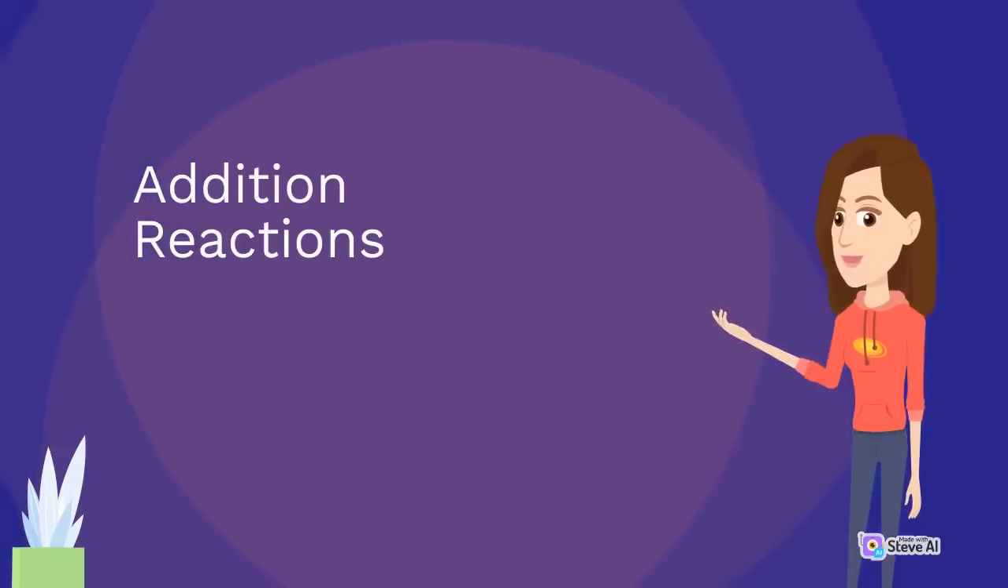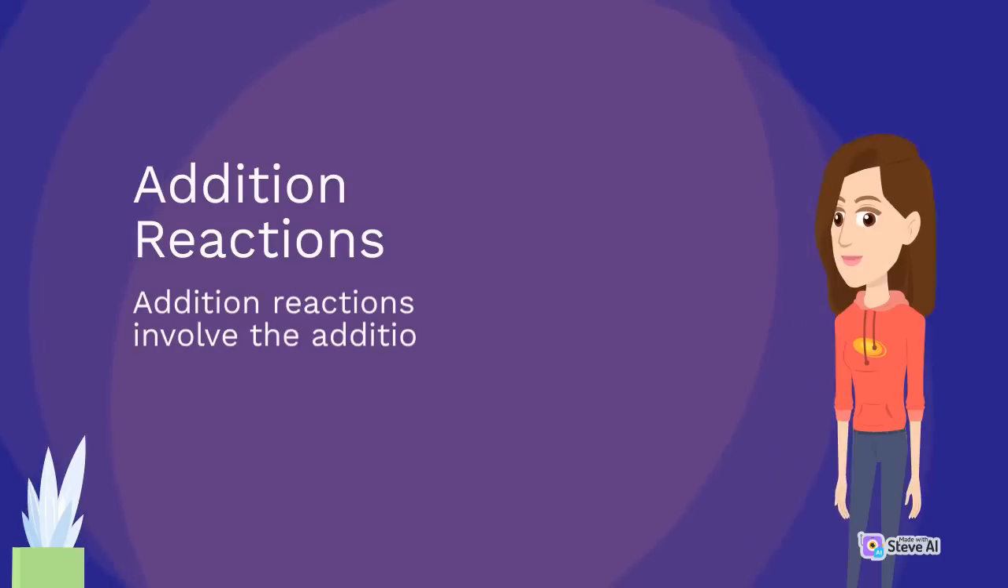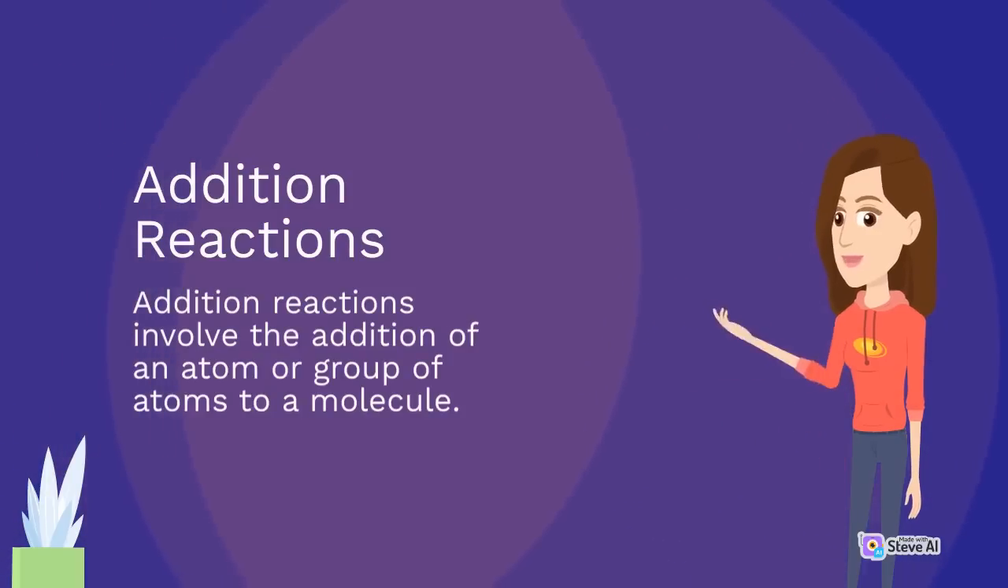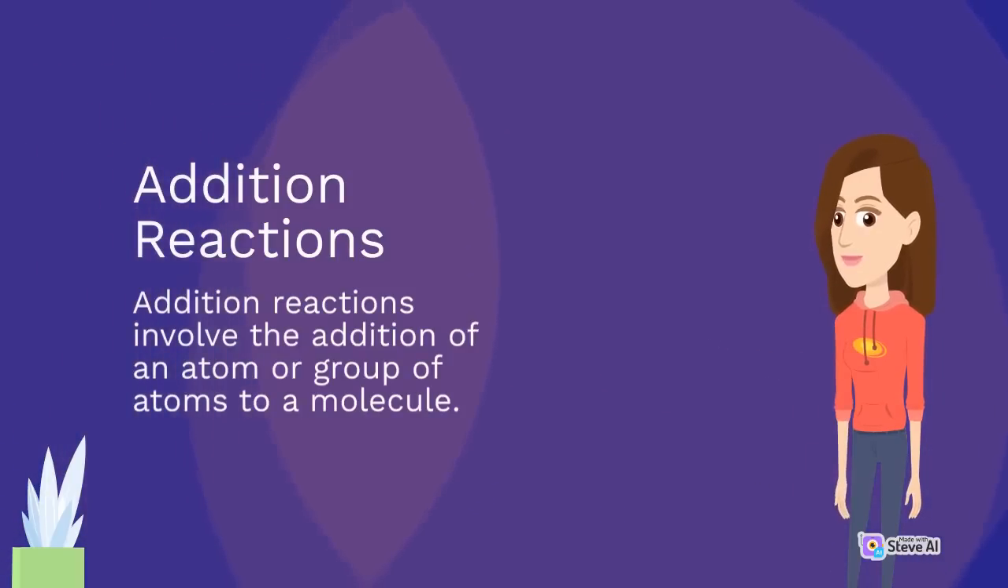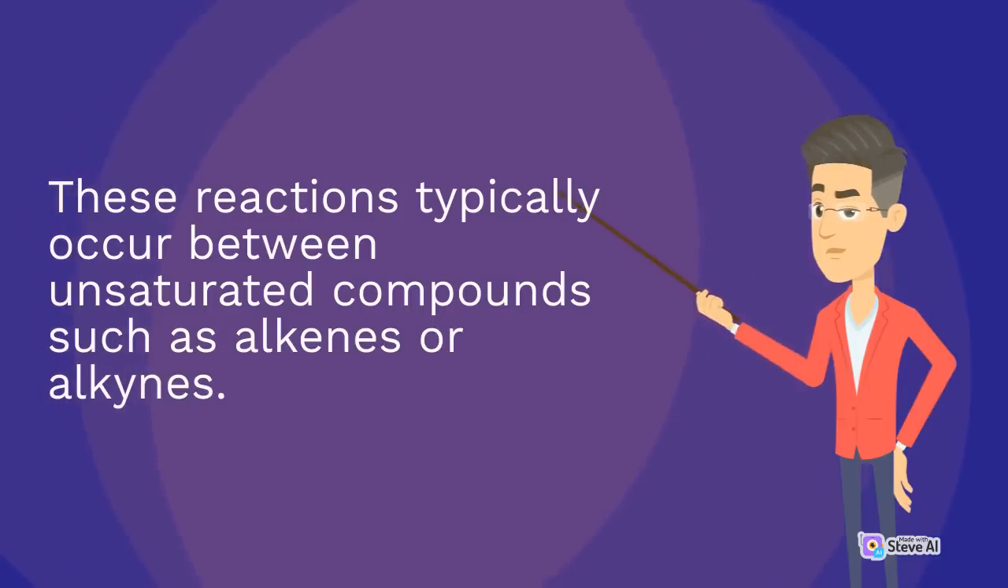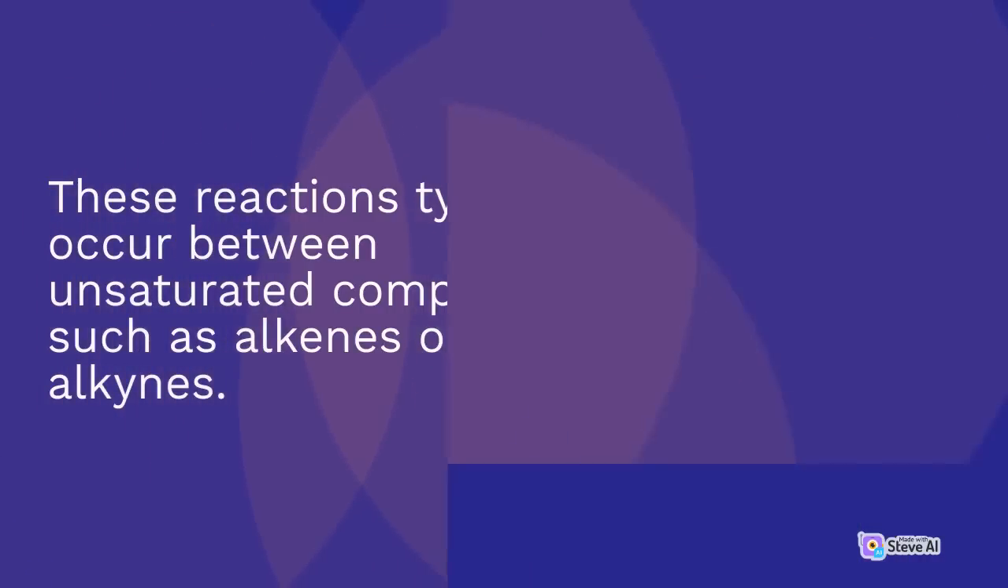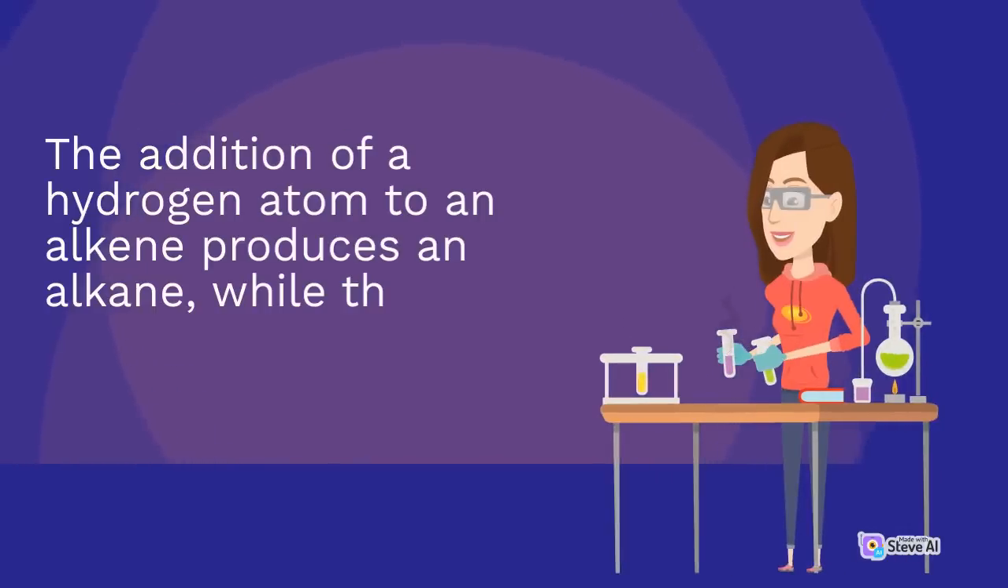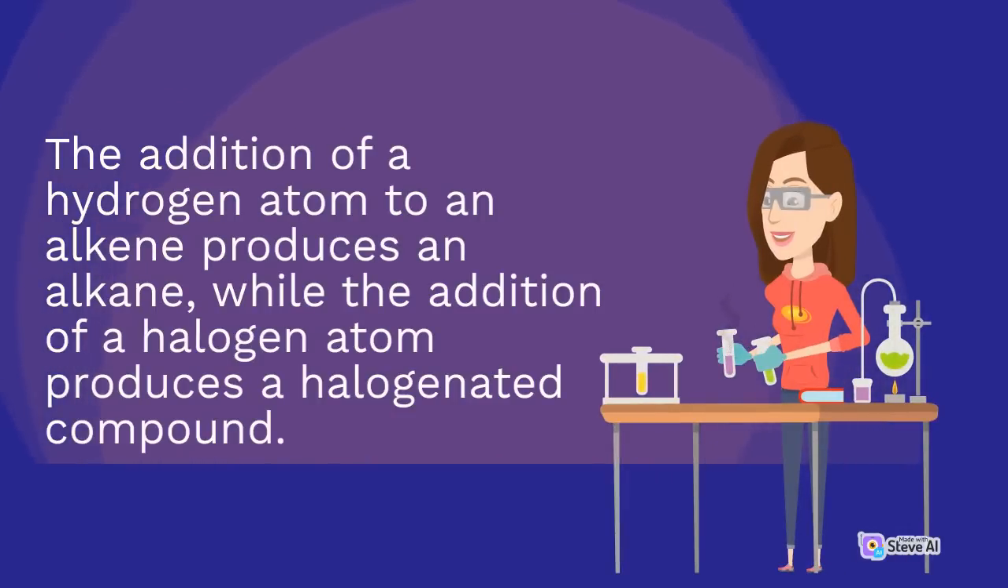Addition reactions. Addition reactions involve the addition of an atom or group of atoms to a molecule. These reactions typically occur between unsaturated compounds such as alkenes or alkynes. The addition of a hydrogen atom to an alkene produces an alkane, while the addition of a halogen atom produces a halogenated compound.